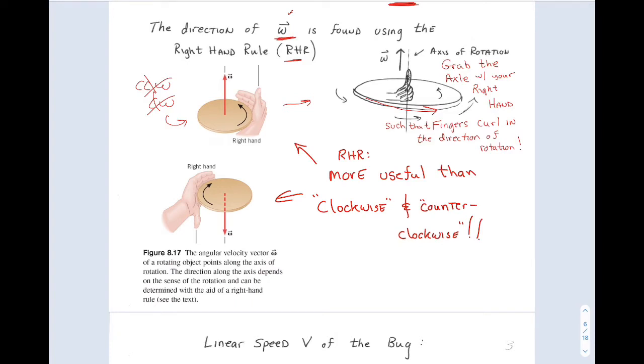To find the direction of the angular velocity, omega vector, you grab the axle of rotation, or the axis of rotation. Here, let's say the axle of the wheel. You grab the axle or the axis with your right hand such that your fingers are curling in the direction of rotation. If that's the case, then your thumb points in the direction of omega vector. In this picture here, this person didn't necessarily grab the axle. They're just showing, imagine this is a lid of a jar.